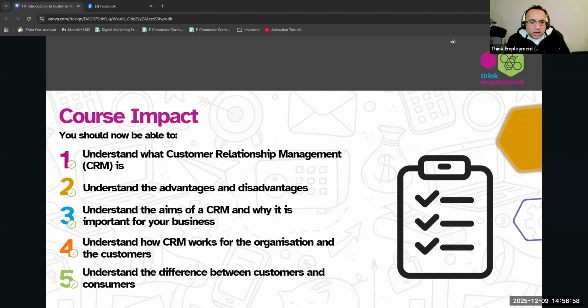Understand how CRM works for an organization and its customers, the benefits of it, call centers, and so on. We looked at it from the user perspective, also from the organization of communication, putting everything together, keeping the communication going and everything, understanding the difference between customers and consumers we just covered, right?